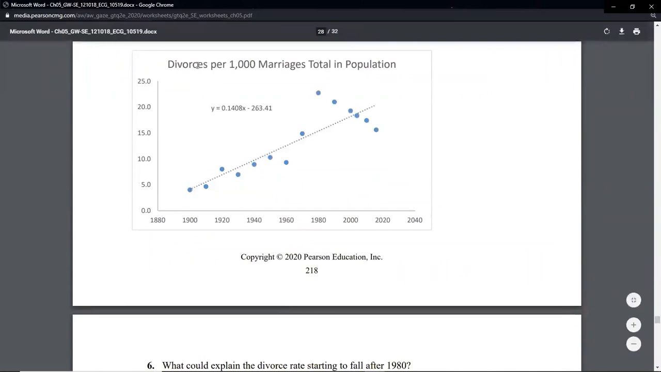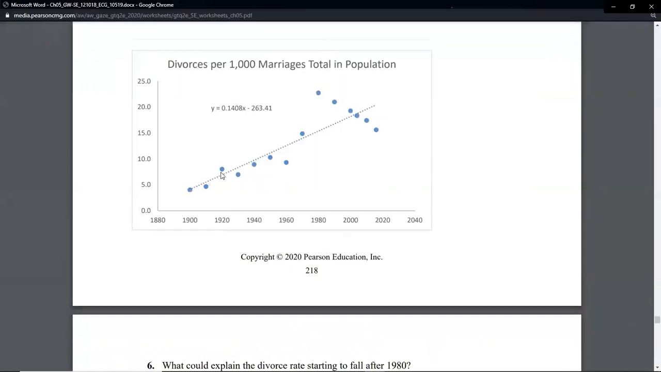And this is ranking divorces per 1,000 marriages. So it's a ratio of divorces to marriages. And that's just total, not per year, total. And you can see that it's not too massive here, 5 divorces per 1,000 people that got married total. But over time, it's growing, it's growing, it's growing.